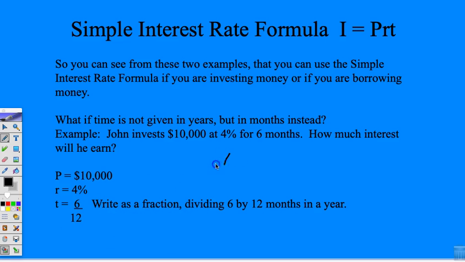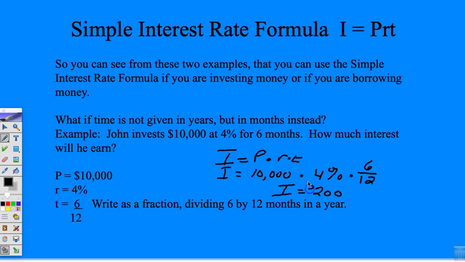So for this one, I'm going to use the same formula, P times R times T. And when I fill in my time, I'm just going to fill it in as a fraction. So we've got 10,000 for the principal, I have 4% for the rate, and my time is 6/12, or if I reduce that, it was just 1/2 of a year. So when you multiply those three numbers together, you should get $200.